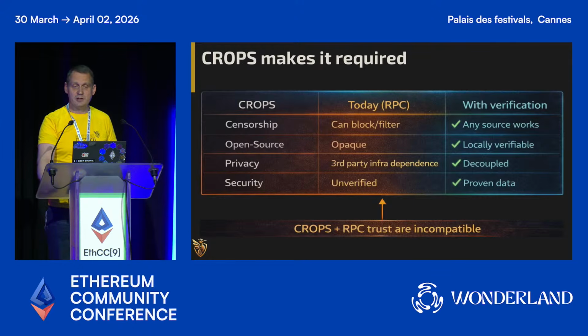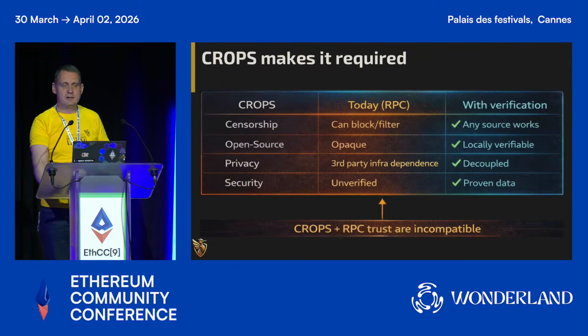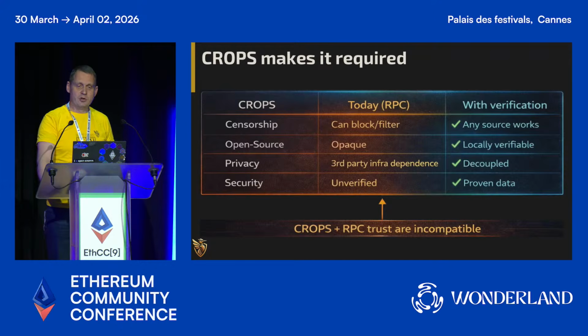And if CROPS is the direction, then verification at the access layer becomes required. If the access layer is trusted, the system is not trustless. If we make the access layer trustless, then we're totally CROPS-aligned.